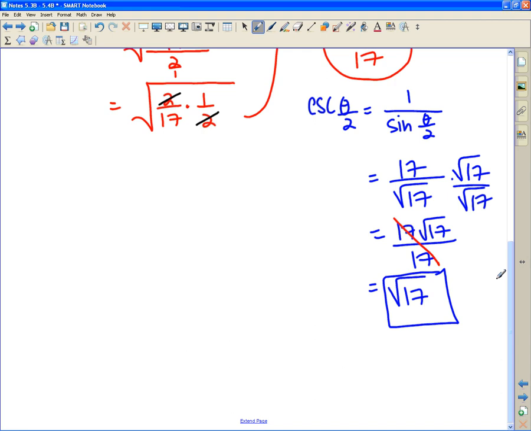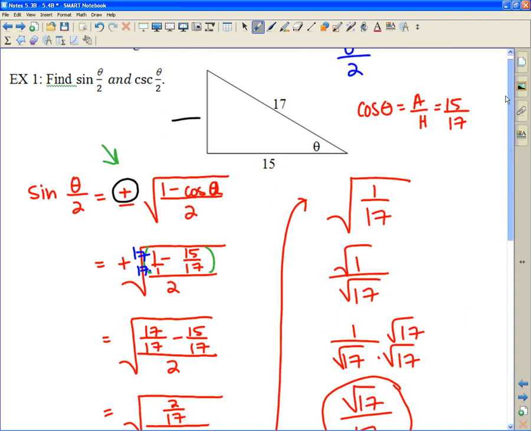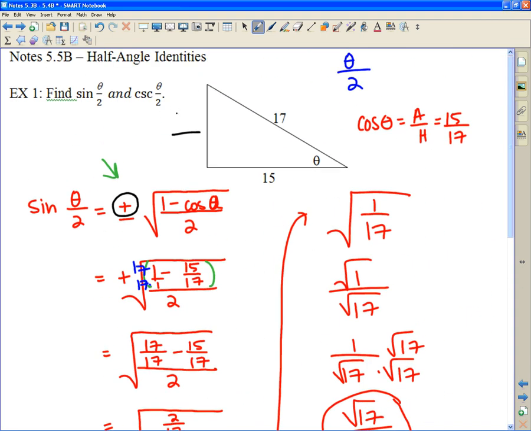Just a small reminder. I don't know if you'll have to do it on your classwork, but if you needed to find this side over here, I hope you would know to do a squared plus b squared equals c squared. The Pythagorean theorem. That should be a right triangle.